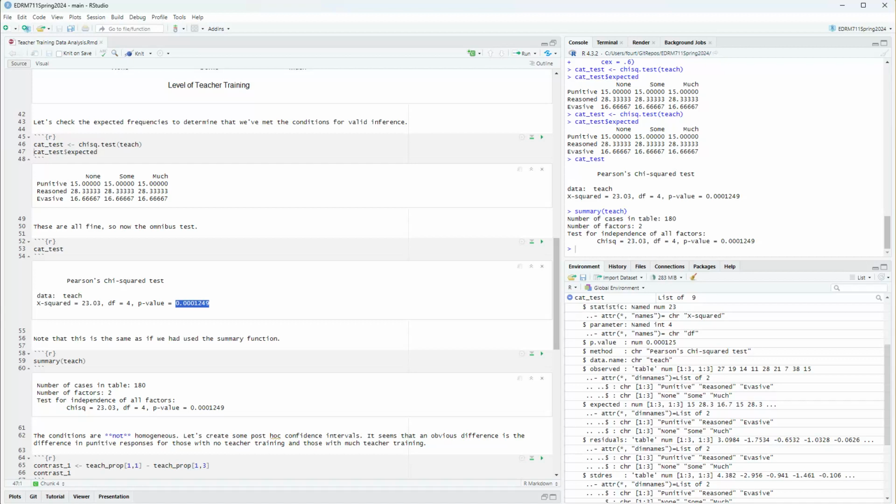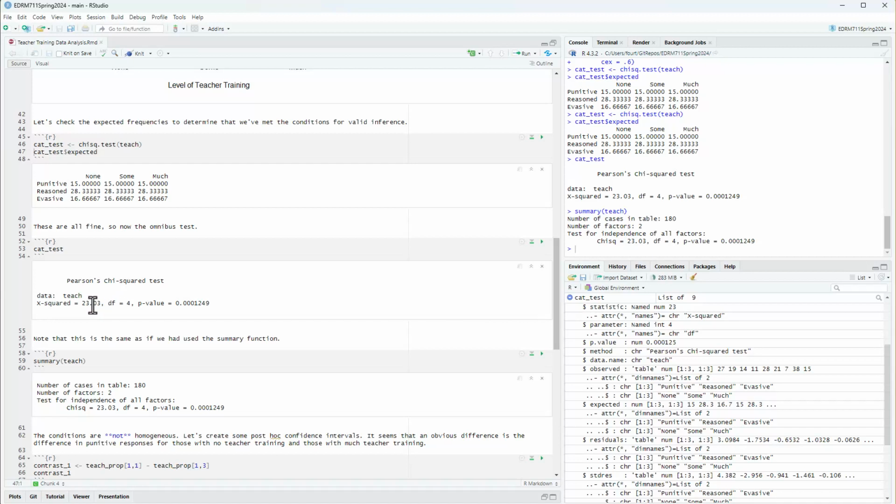You'll remember that the parameter of a chi-square distribution is simply the degrees of freedom. That distinguishes one chi-square distribution from another. Here we have 4 degrees of freedom. Why 4? Well, remember we take the number of categories in our explanatory variable, that would be 3, none, some, and much, and subtract 1, that gives me 2. The number of categories in our response variable, punitive, reasoned, and evasive, that's 3, subtract 1, that's 2, and then we multiply. 2 times 2 equals 4. So that's what gives us these 4 degrees of freedom.